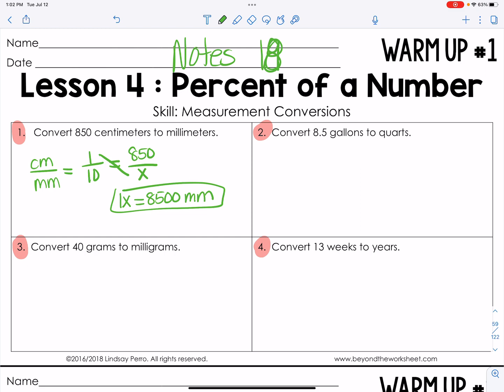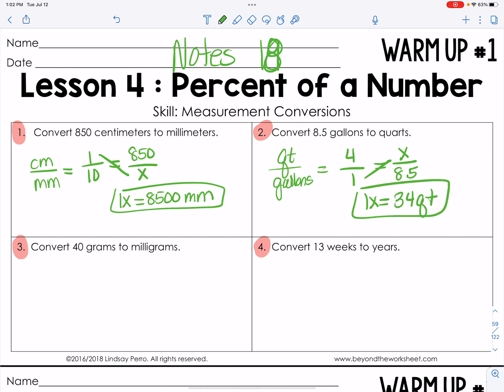On the next one, if you look on your chart, it was quarts to gallons. Okay, and we know that there are 4 quarts in 1 gallon. So if you have 8.5 gallons, how many quarts is that? So you'd have 1x equals 34 quarts. And I'm just using the abbreviation. It's okay if you did not.